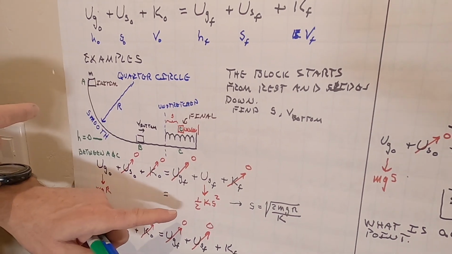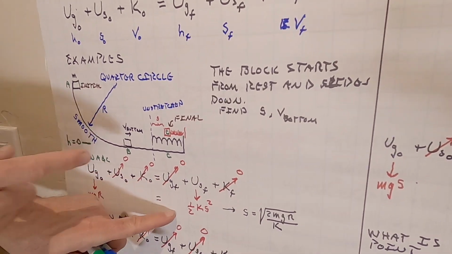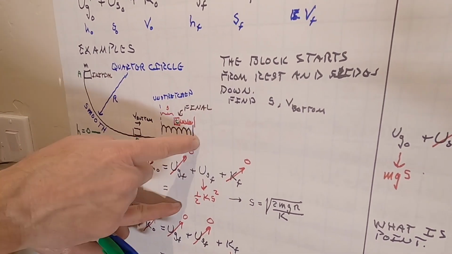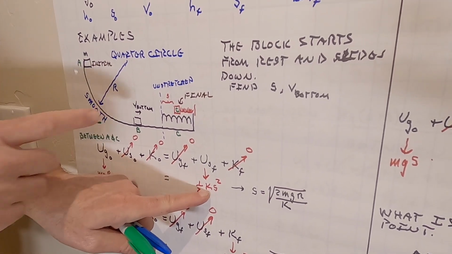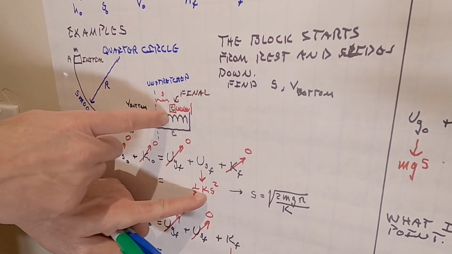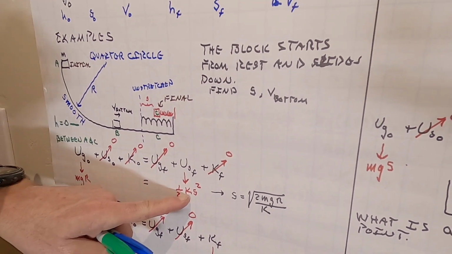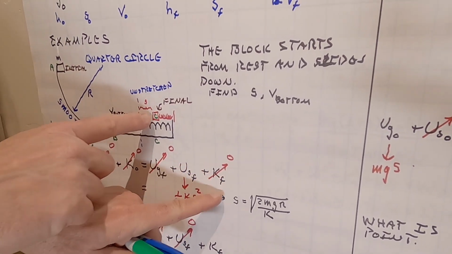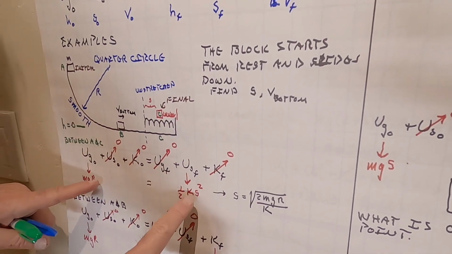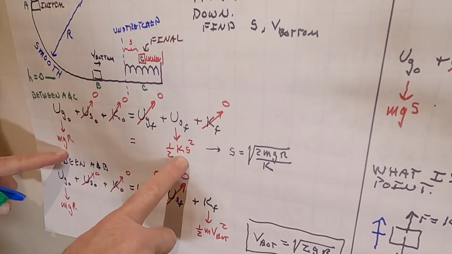Down there, completely compressed, you have no gravity. You're down at H equals 0. You do have spring energy. It's 1/2 ks squared. The spring is compressed. It's the spring that has the energy, not the block right here. And then you stopped, so there's no kinetic. So all you have to do is set these two equal to each other.